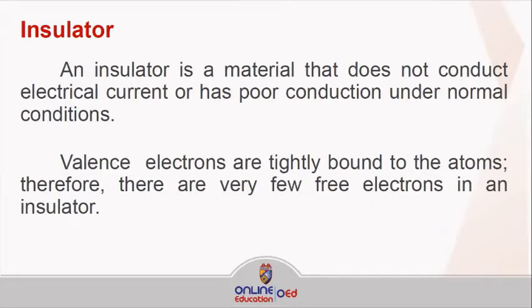An insulator is a material that does not conduct electrical current or has a poor conduction under a normal condition. Then the valence electrons are tightly bound to the atoms. Therefore, there are very few free electrons in an insulator.